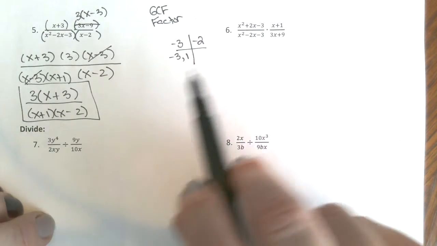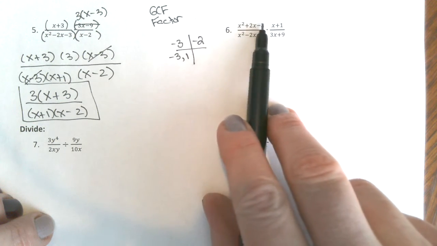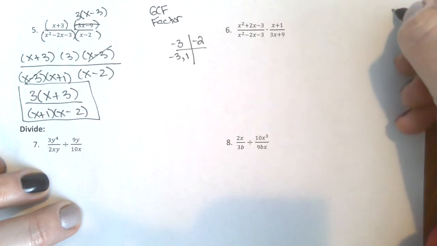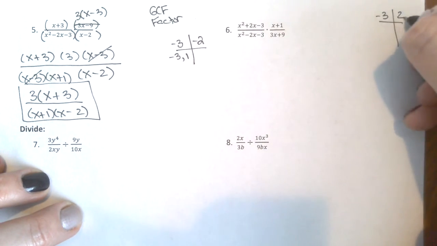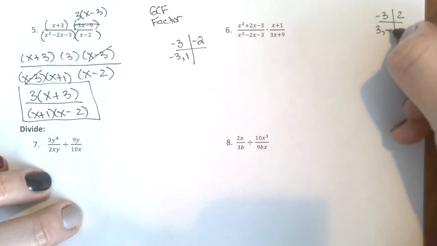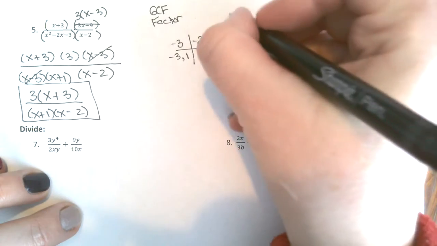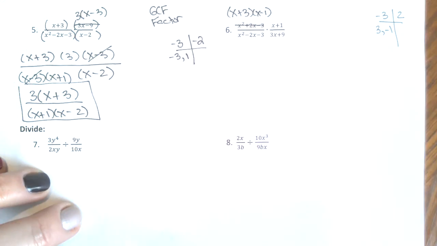Number 6. In the numerator, I have this trinomial. That definitely needs to be factored down. So I need factors of negative 3 that add to positive 2 this time. So that would be 3 and negative 1. So I'm going to factor that one down as x plus 3, x minus 1.